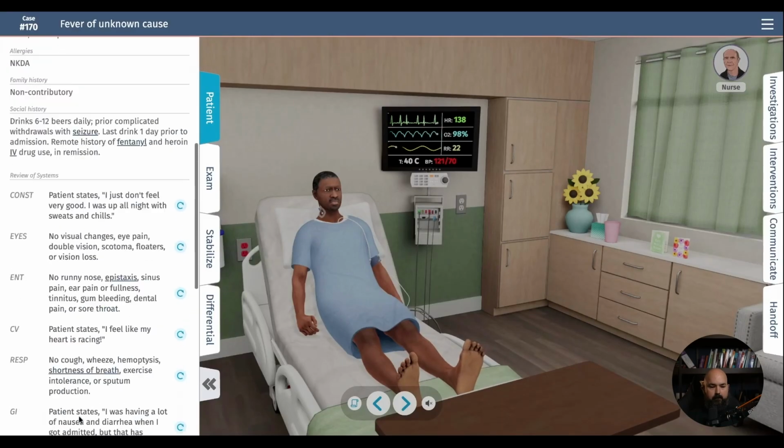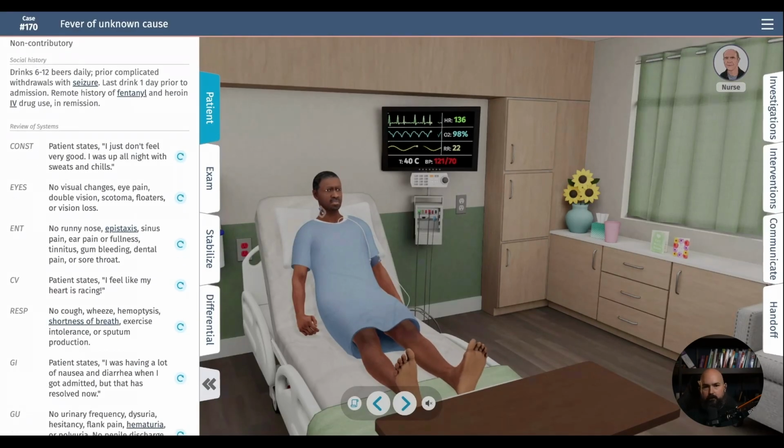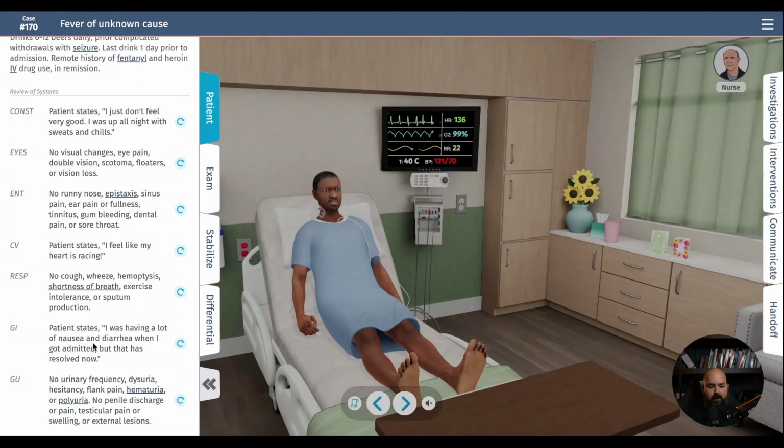All right. So constitutional is general. Patient states, "I just don't feel very good. I was up all night with sweats and chills." So you ask yourself, because as you're going through this you're building differentials in your mind, right? Sweats and chills: is this alcohol withdrawal related, or is this because of an infectious process? I think just looking at everything, they're absolutely insinuating that this is an ongoing or evolving infectious process. Looks like eyes are negative.